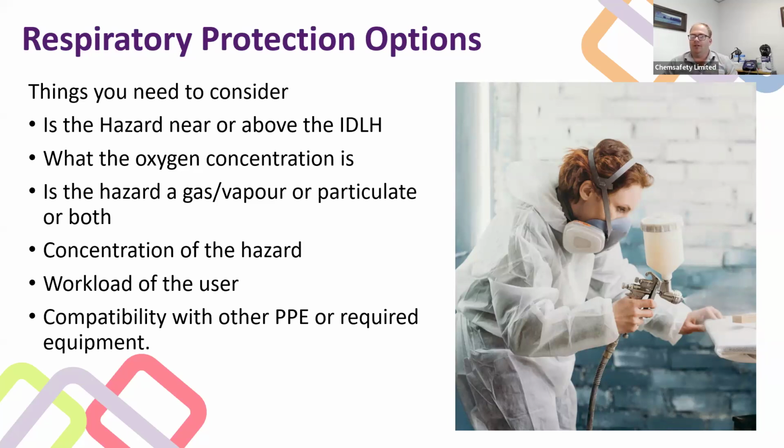Also, what the oxygen concentration is. If we've got these negative pressure respirators, which we'll go into more detail about, and our oxygen concentration is very low, they're not going to be suitable. Is the hazard or hazards in gas or vapor forms, particulate forms, or both? Do we need combination filters? Do we need to consider other controls? These are things we need to add in. The concentration of the hazard has a huge effect. Filtering out something that's at 10 parts per million versus something that's at 250 parts per million is going to have a different shelf life on the filters and potentially deem some types of respirators better than others.